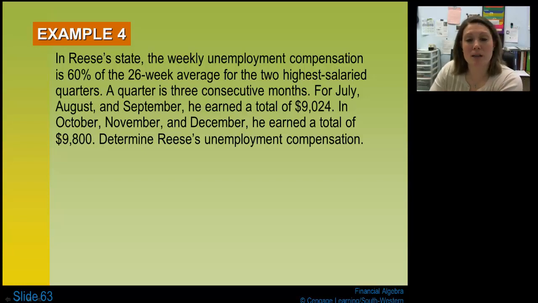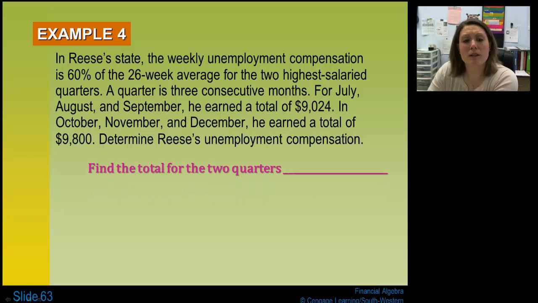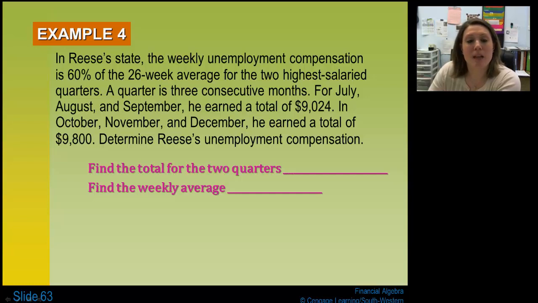For July, August, and September, he earned $9,024. In October, November, and December, he earned a total of $9,800. We need to determine Reese's unemployment compensation. So we need to find the total for the 2 quarters. So what did he make in the first quarter here and in the second quarter here? So you need to find the total. Total means add. Then you need to find the weekly average. So this was a 26-week average. So your total divided by the number of weeks, which was 26.